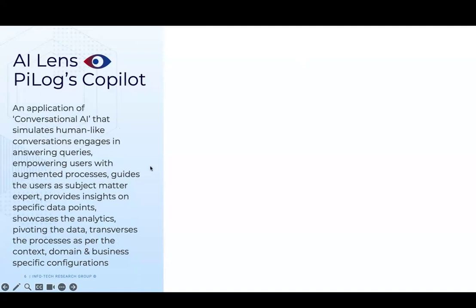The aspect here is to empower the users, rather than not focusing on the knowledge component of it. So we focused on the knowledge component, empowering users with augmented processes, because not everything is just a plain query. Everything is a different thing. Somebody raised a hand.